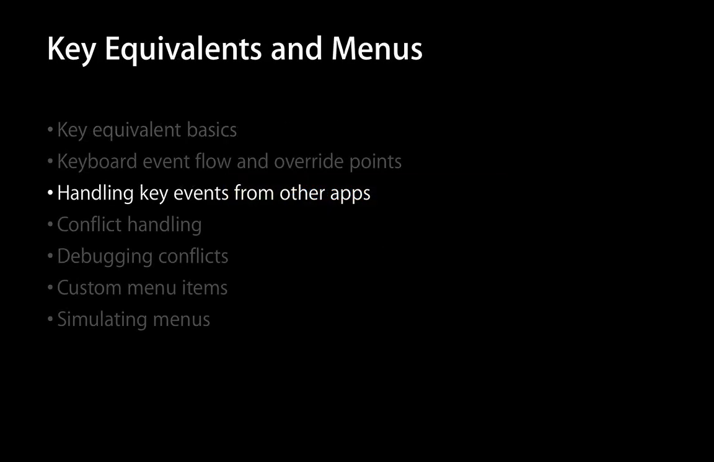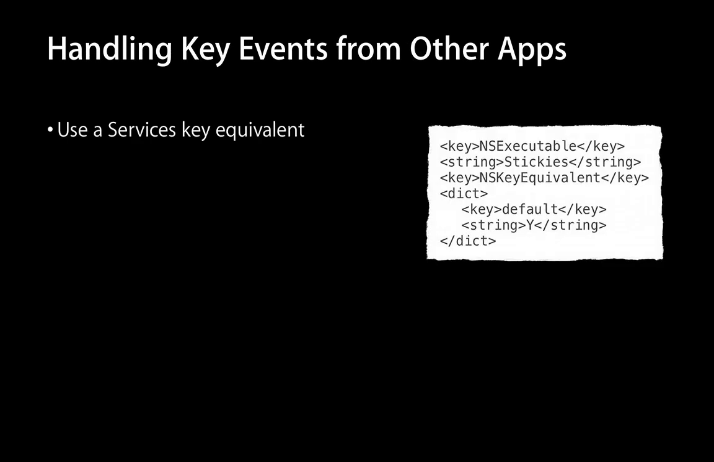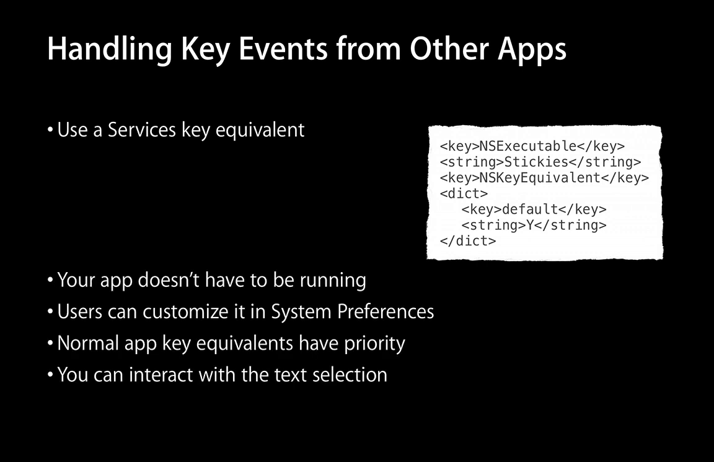So that's how you handle key events within your own application. How do you handle them from other applications? Well, a very powerful and polite way to do this is to use a service. Here's a bit of the services declaration from Stickies. Notice it declares a key equivalent of Y. And because it's uppercase, it will actually be Command Shift Y. This is very powerful because your app doesn't even have to be running. The frameworks will launch your application for you. And users can customize this in System Preferences.